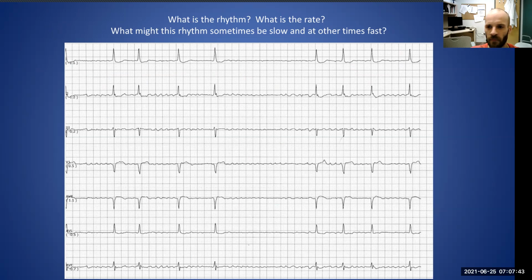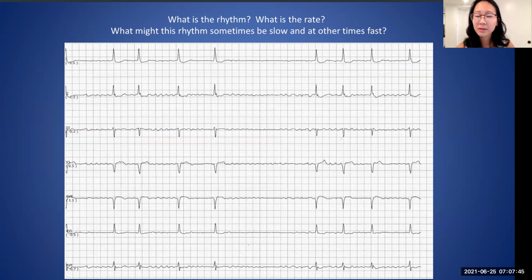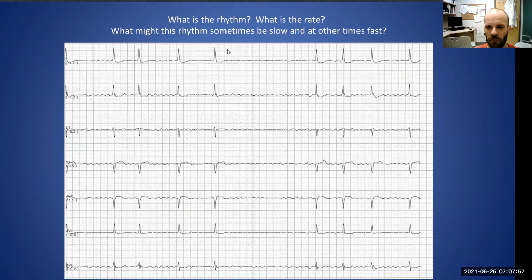So what's the rate here? The rate would be... because it's not very regular, I think it's like 75 and then sometimes 60, then sometimes 55-ish. Okay, sure. Yeah, but overall, that's the sort of rate that we've got.